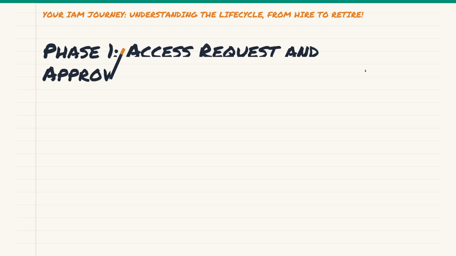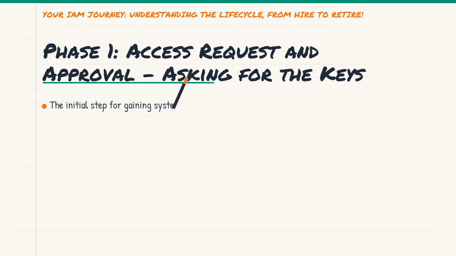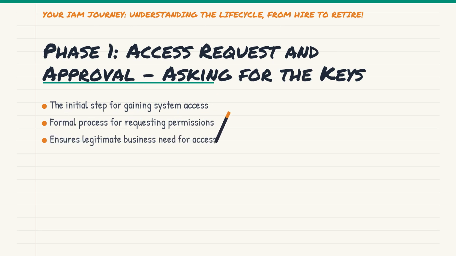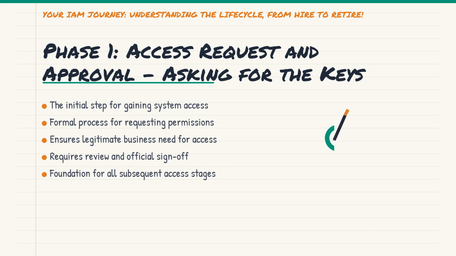Let's kick things off with the very first stage, access request and approval. This is literally where it all begins. When a new employee joins, or an existing employee needs access to a new system for a project, they can't just magically get in, right? Someone has to formally ask for that access, and then someone else has to review and officially approve it. Think of it like getting a new key card for a specific office floor. You don't just walk up to the security desk and demand it. You need a reason and a manager's sign-off.